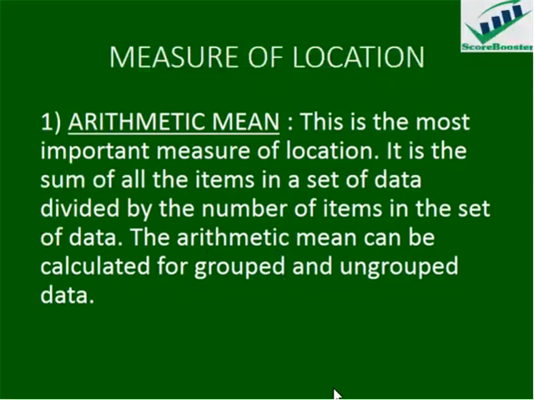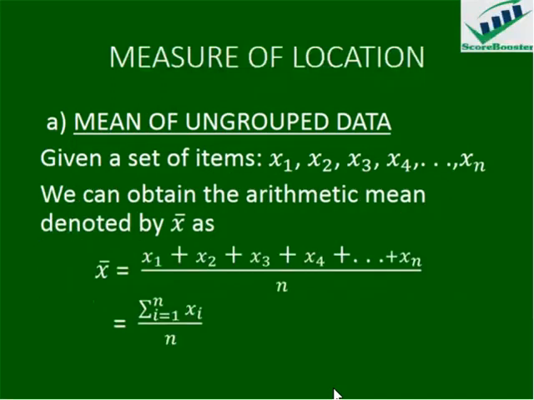So now we move to the first one, our mean of ungrouped data. Assuming you are given a set of items, we have the first item noted as x1 here, the second item, the third item, up to the last item, noted by the nth item. So now we know that the total number of items here is n, if you start counting 1, 2, 3, 4 up to n.